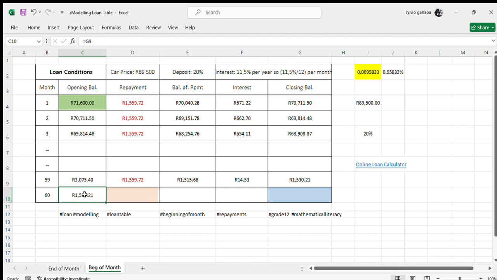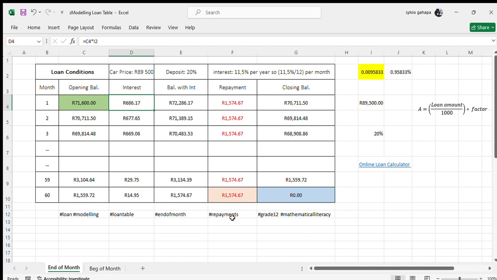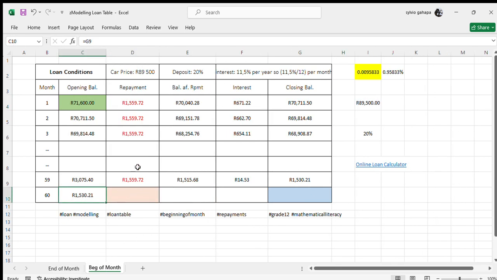The repayment on the last month must be equal to the opening balance in this case. In the first case, I told you that the repayment must be equal to the balance with interest so that we have the zero balance. That was the rule. But now, exactly the same story: the repayment here must be equal to the opening balance, because then the balance after repayment is equal to zero. And if it's equal to zero, the bank cannot charge you interest.